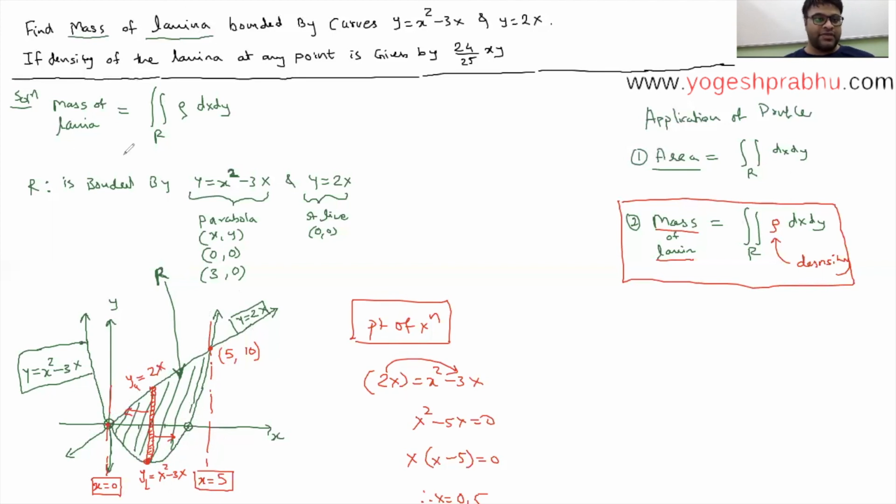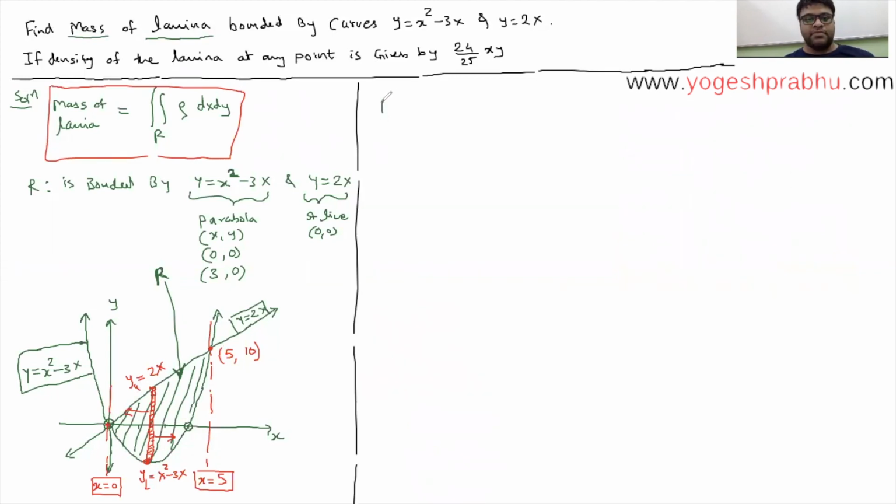Now we can start solving the integration over here, and we can find out the answer for mass of lamina. So let me clear some space for this. Mass of lamina is equal to integration. The limits of x are from 0 to 5. Do you see these two limits? x will go from 0 to 5, and limits of y, the lower limit is x square minus 3x, and the upper limit is 2x. And then this is rho.